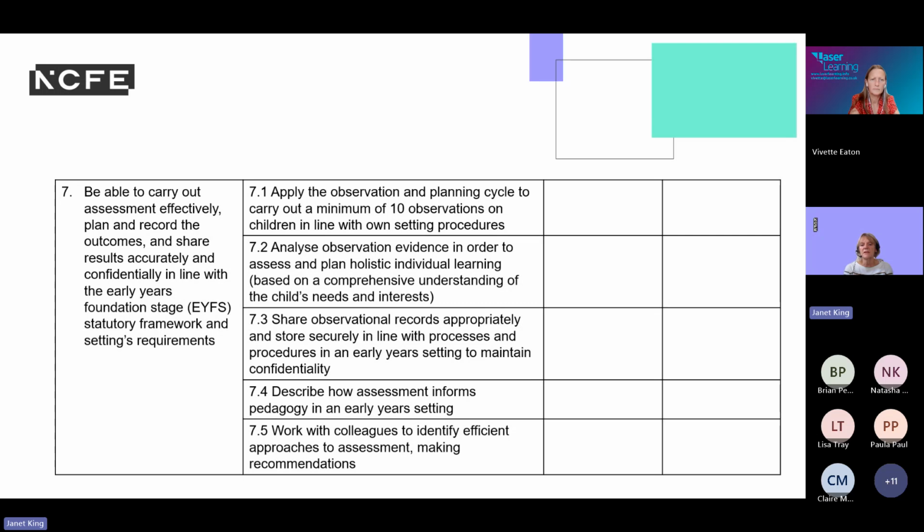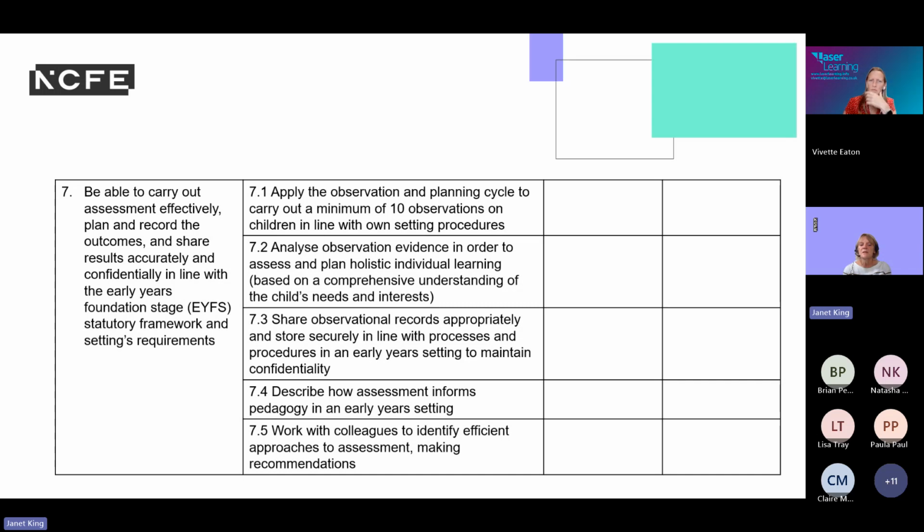We're analysing observation evidence in order to assess and plan holistic individual learning based on comprehensive understanding of the child's needs and interests. We're sharing observational records appropriately. So we're talking to the key person. We might not be talking to parents and carers or other professionals. That might not be within our remit as a trainee, as a student, but we're sharing what we know is important, that we share those with the people that we're working with, our colleagues within that sort of the room that we're working in with the children, or the people that are working with the children.